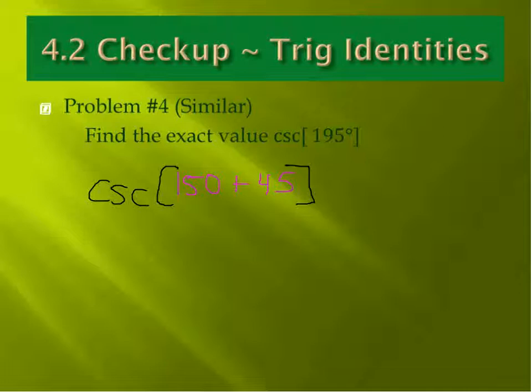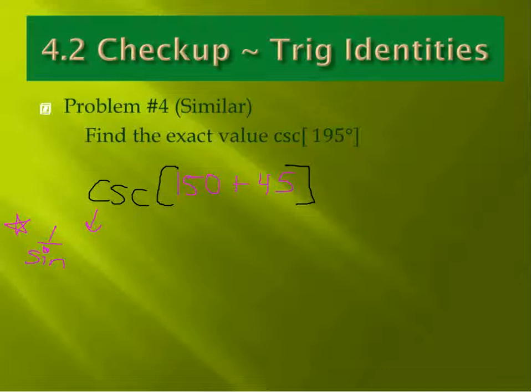150 and 45. But again, do it the other way if you would like to. So here's the thing. I don't have a formula for cosecant. I don't have one that adds two things together for cosecant. But we know that cosecant is the same as 1 over sine.